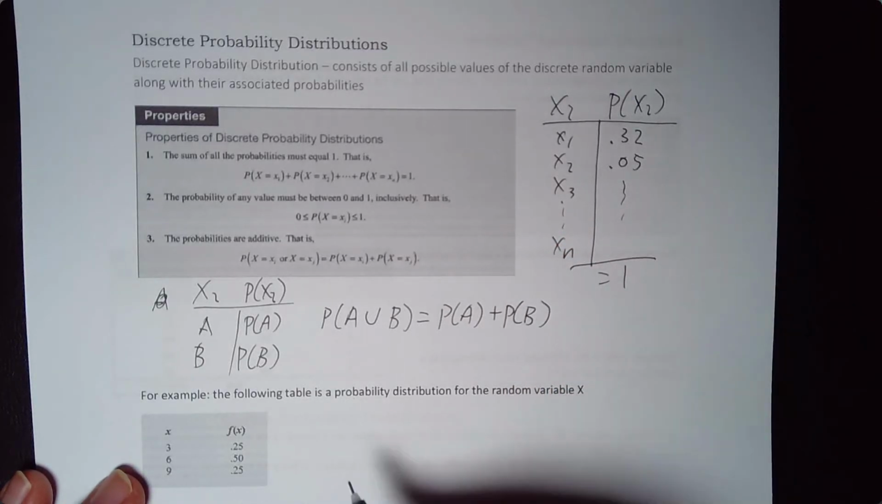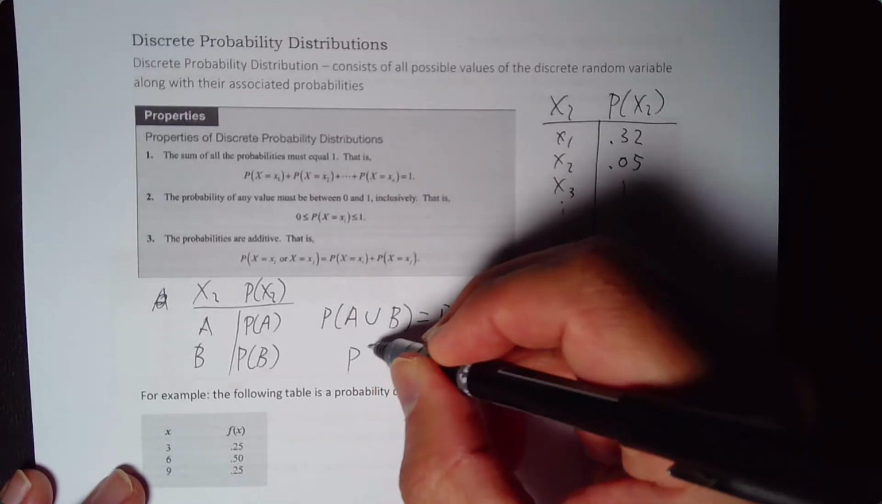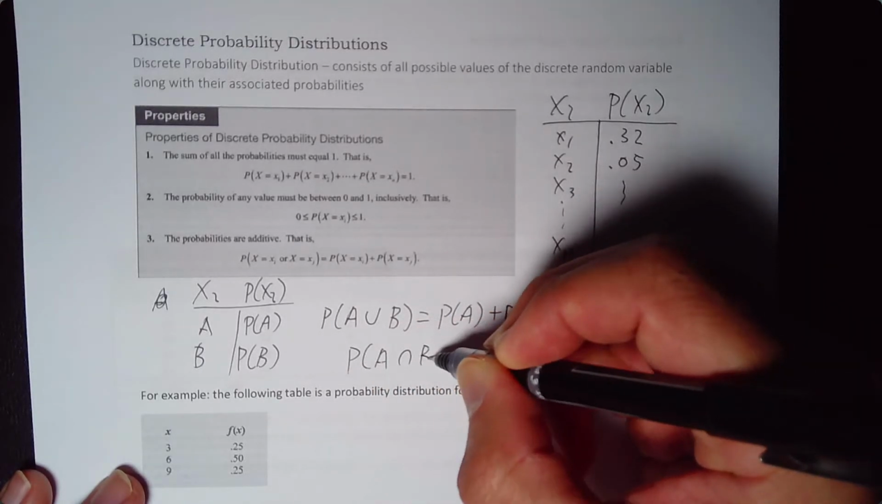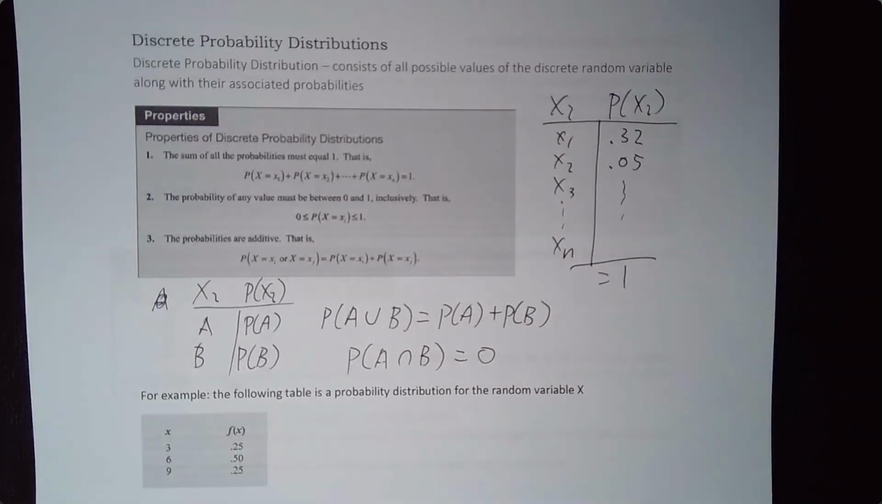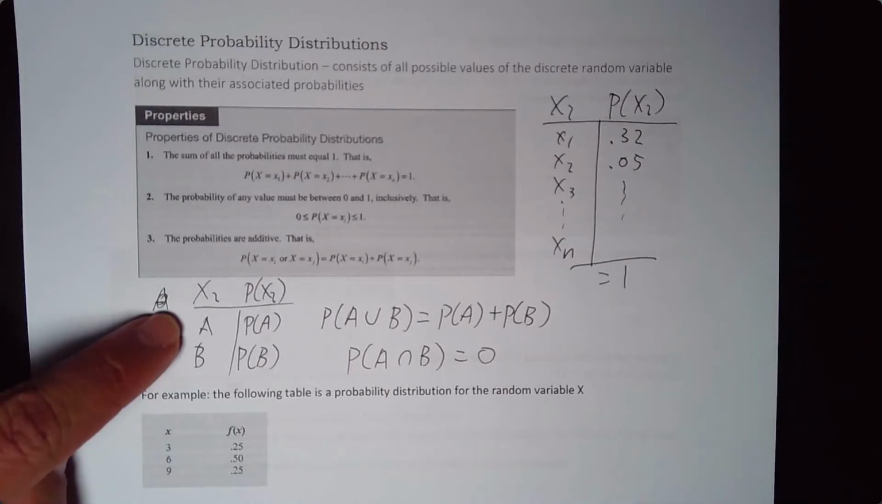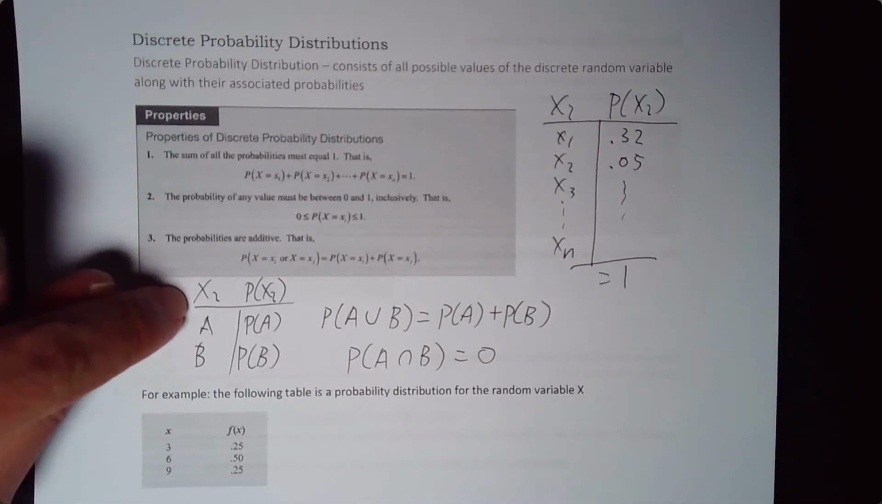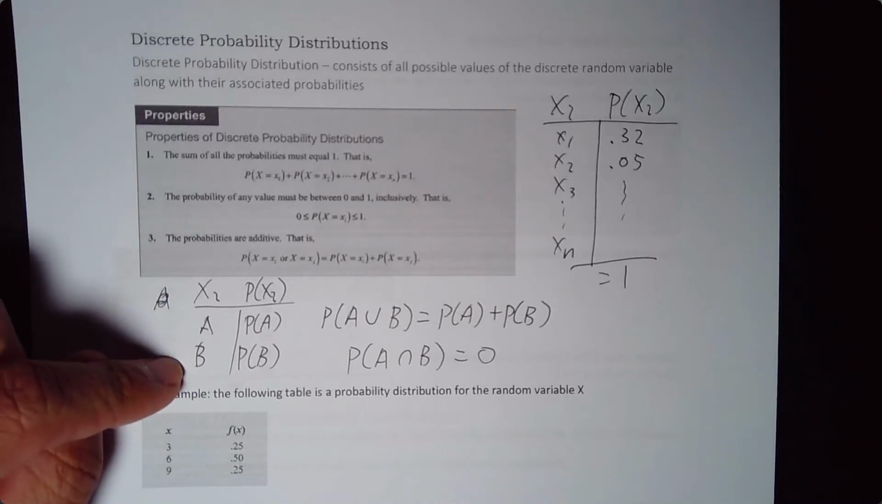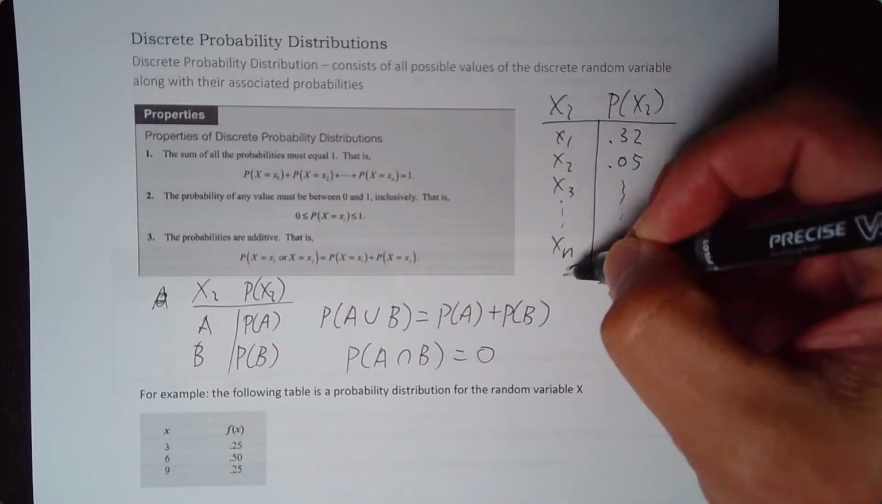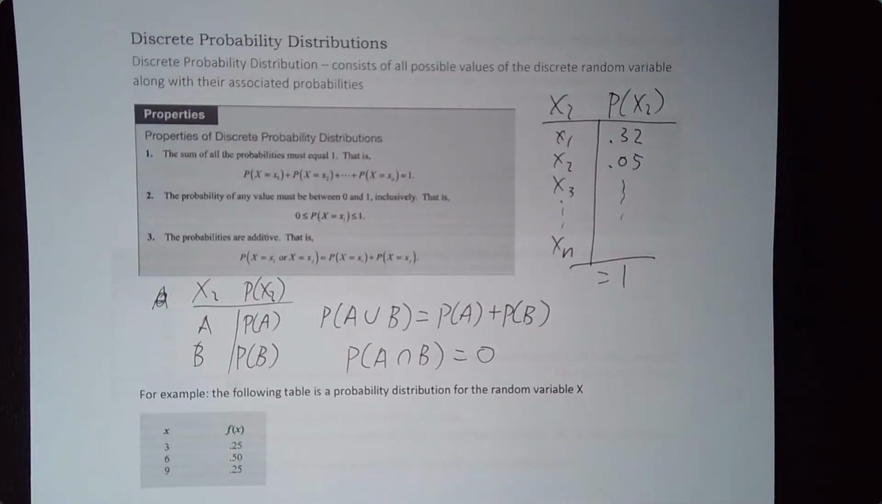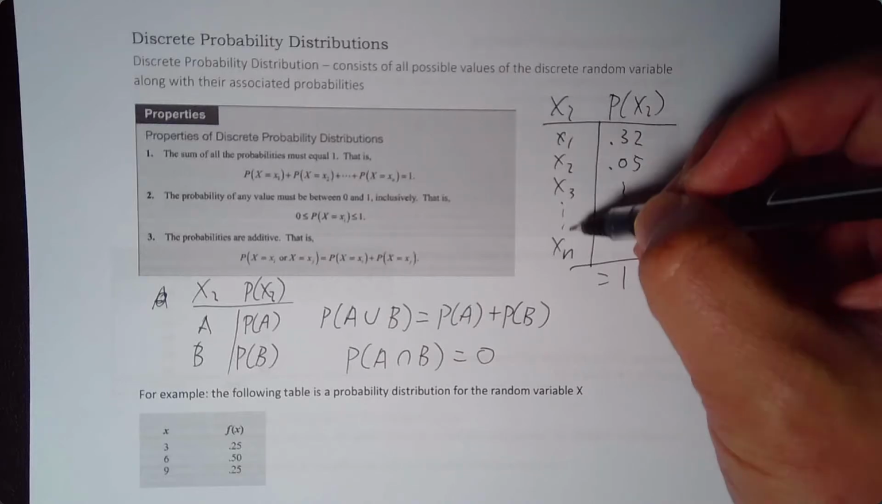That also means, remember from last chapter, that the probability of A and B equals 0. There is no intersect between them, right? That means any process cannot be both A and B at the same time. So every outcome has to be one of these and not both.